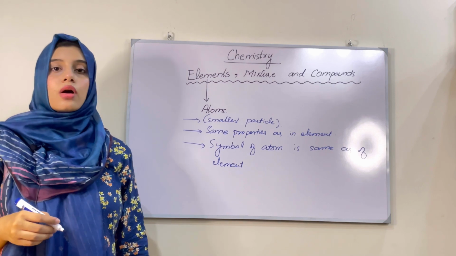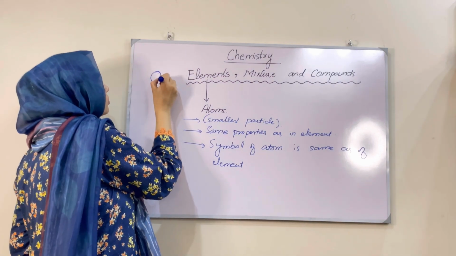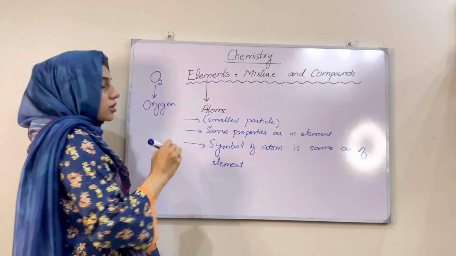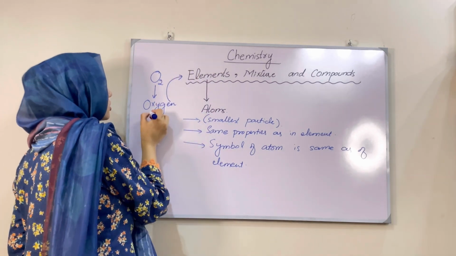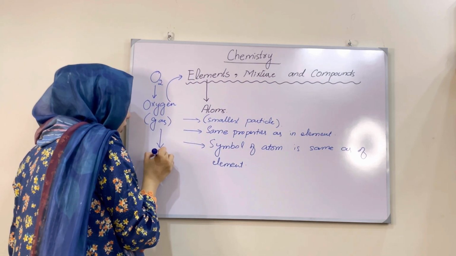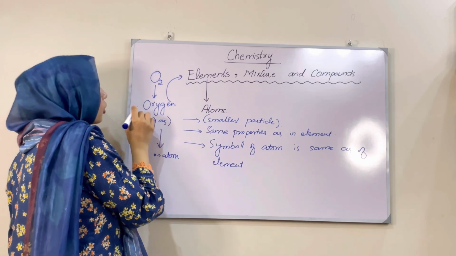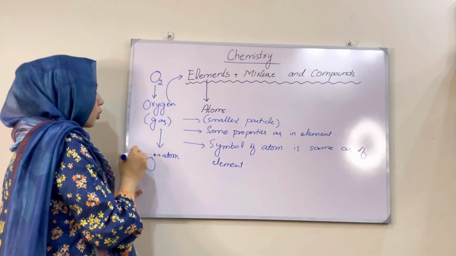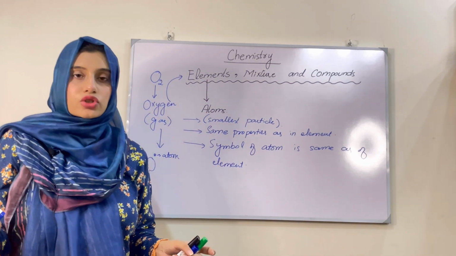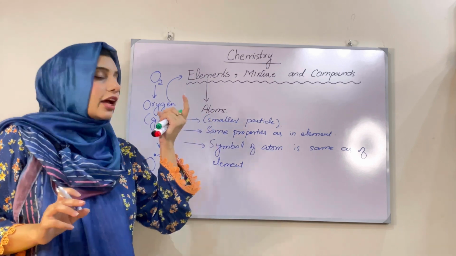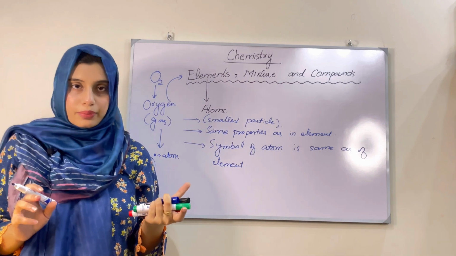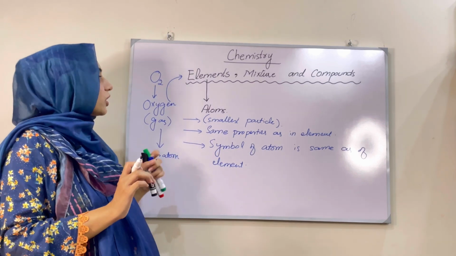For example, we know that O2 is oxygen. Oxygen is an element which is a gas. Now one atom of it is one atom of oxygen. One atom of the element also has the symbol O, and it also has the properties of oxygen, the normal oxygen properties. So basically every single atom has all the properties that the element comprises. Clear? I hope this point is clear to you.